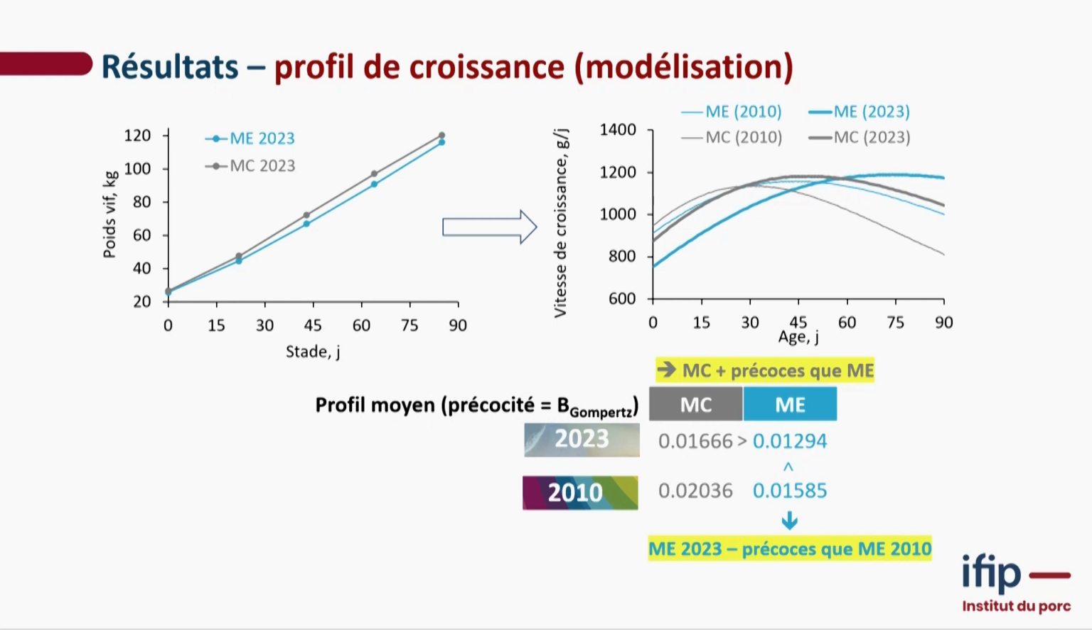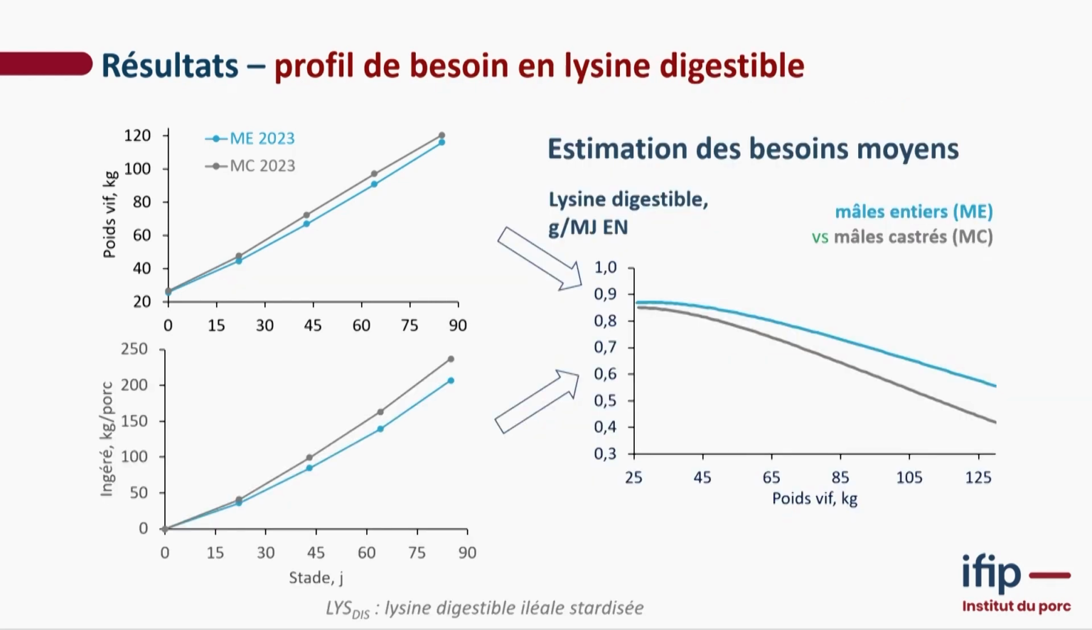Look at the difference of G and Q. We find this, the G and Q is lower. It was exactly the opposite back in 2010. The growth curve with the intake curve, we obtain the ADG, average daily gain.